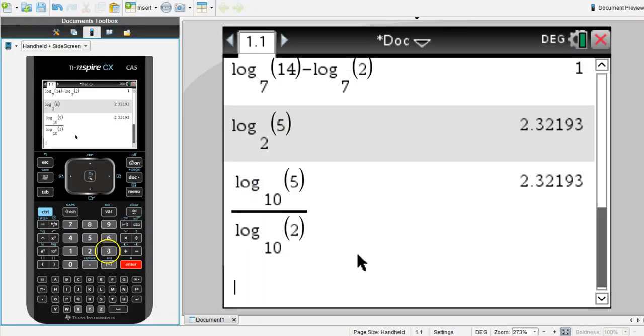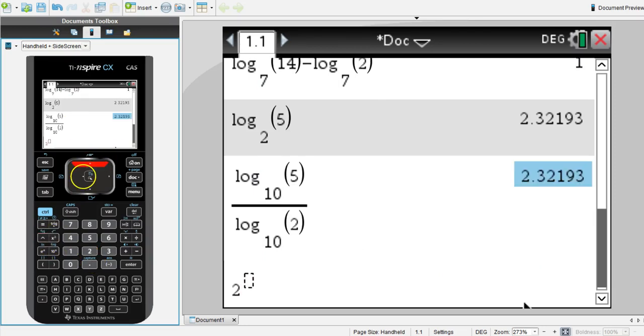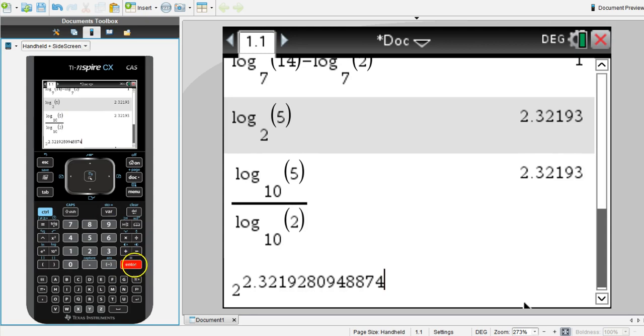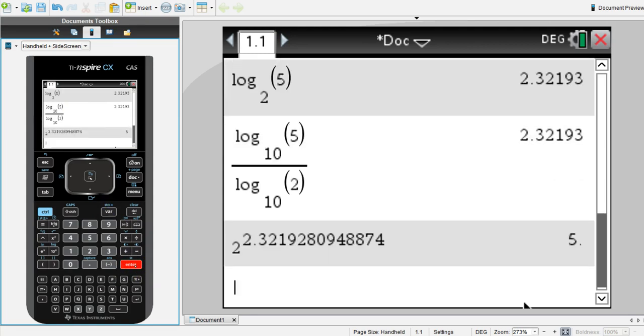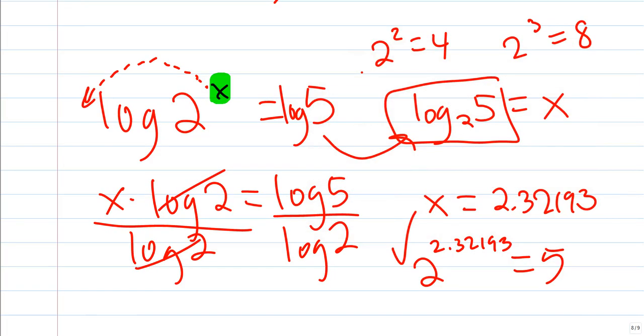I've got a calculator. 2 raised to the previous answer equals 5. I think that's awesome. We're going to keep building on this in the next section, so keep up the work.